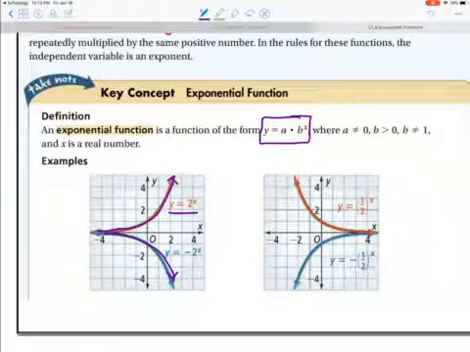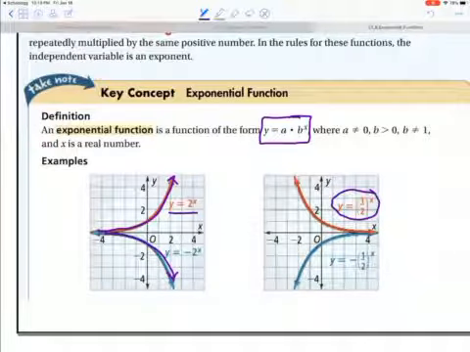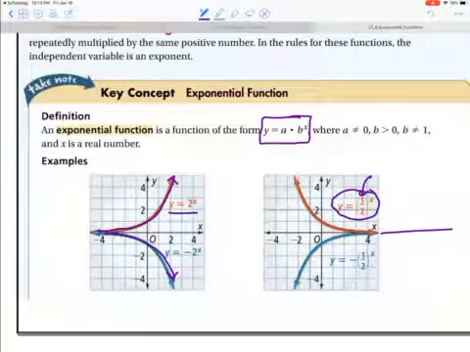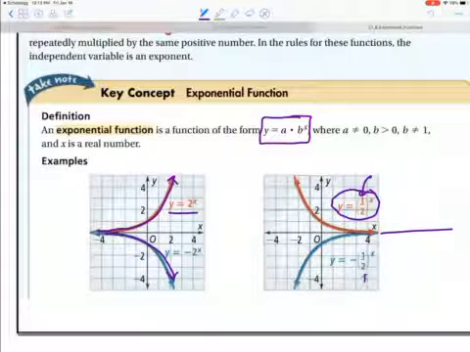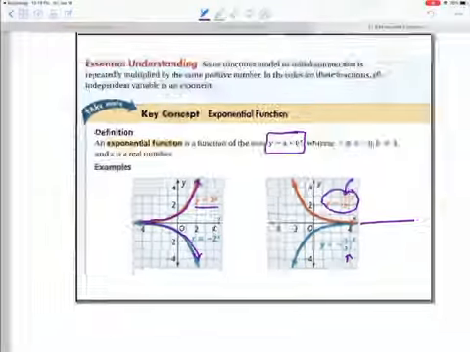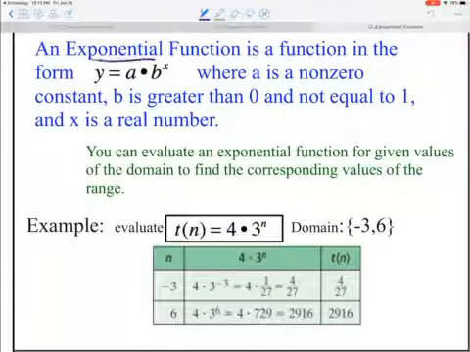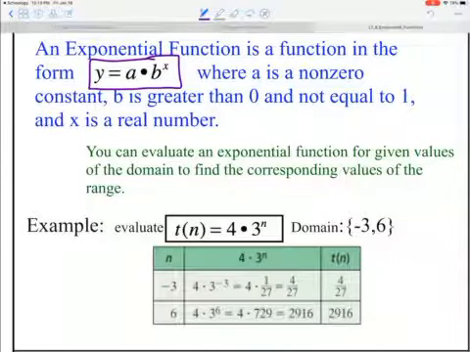Over here we see that this one is decreasing because my growth rate is 1/2, less than 1. This one is increasing closer to 0, closer to that axis, because my growth rate is less than 1. And that's what we're going to be looking at. Exponential function, here's our general function rule. Just like linear had y equals mx plus b, exponential function has y equals a times b to the x.